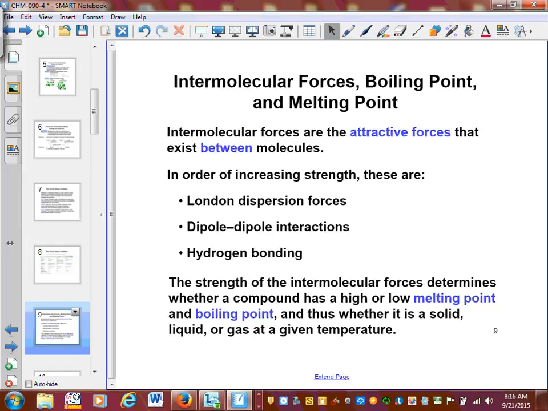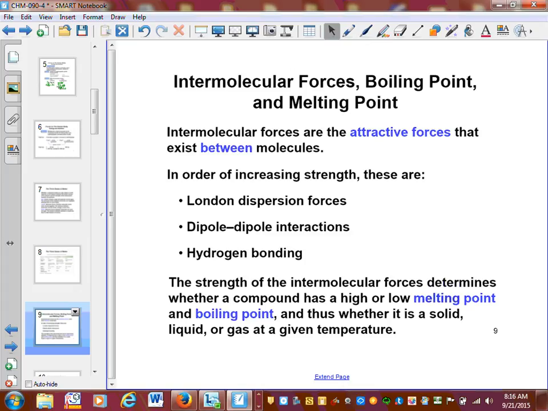So we're going to talk about intermolecular forces, boiling point, and melting point. Intermolecular forces are attractive forces that exist between molecules. So we have two molecules that interact with each other. We're not talking about chemical bonds. Chemical bonds are intramolecular. So ionic bonds, covalent bonds, those are between atoms inside a molecule. We're talking about molecules being attracted to each other.